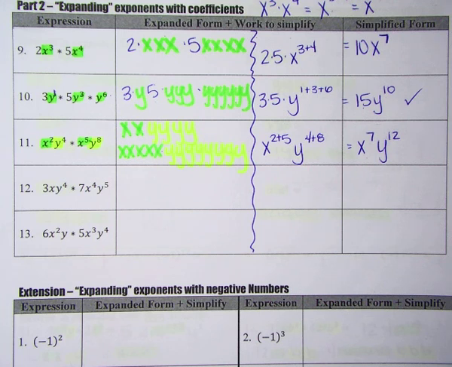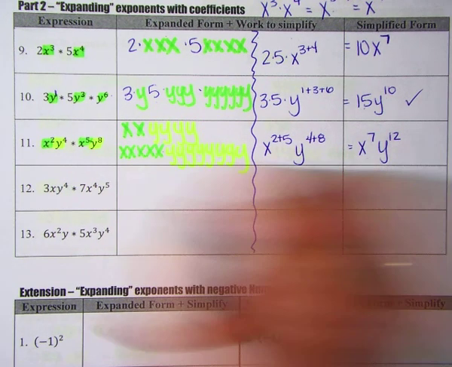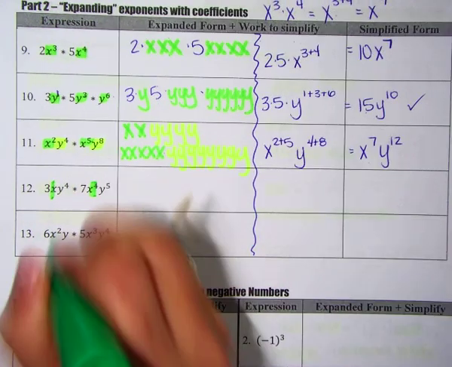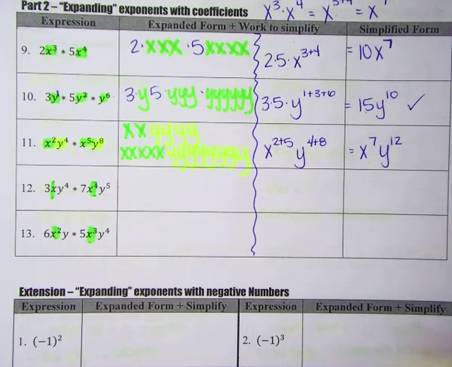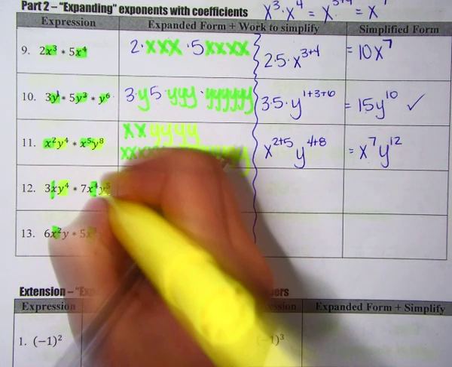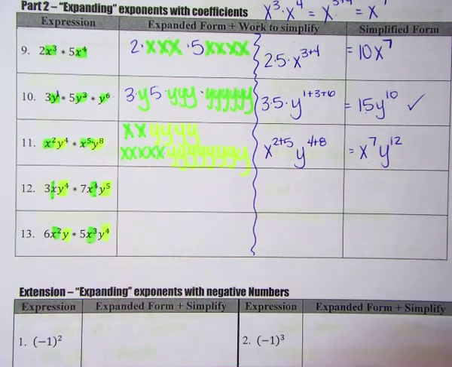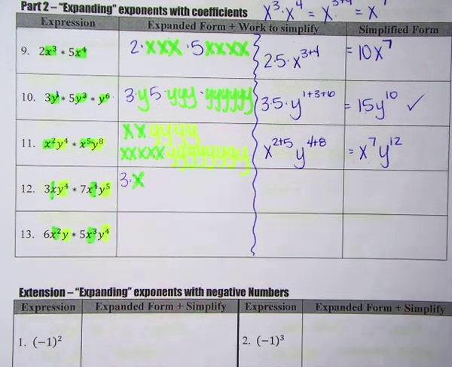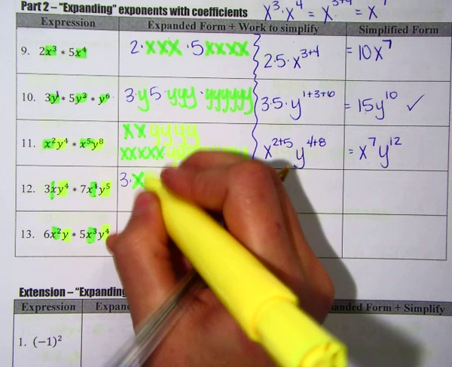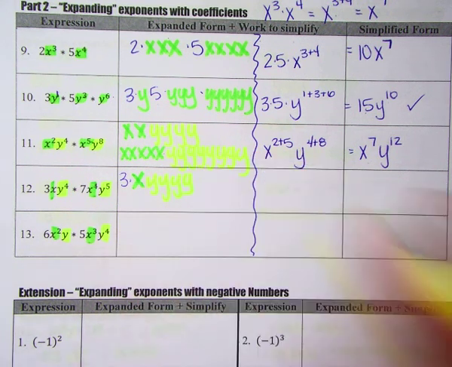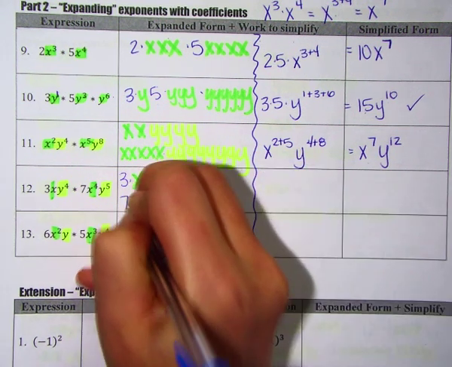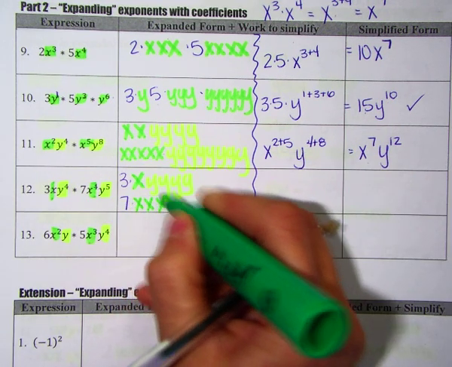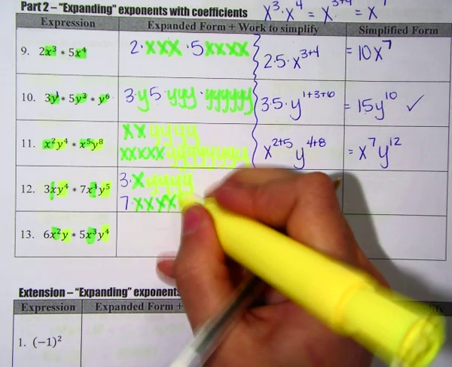Okay, number 12. Let me highlight the x in one color, and go ahead and do that in the next one too. And the y is a different color. So this will be 3 times x times y 4 times, times 7 times x times itself 4 times, and y times itself 5 times.